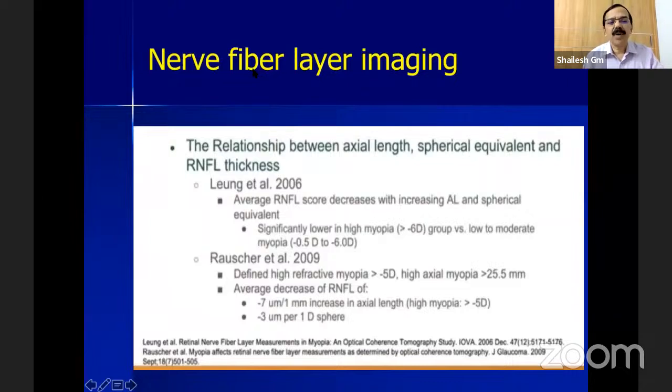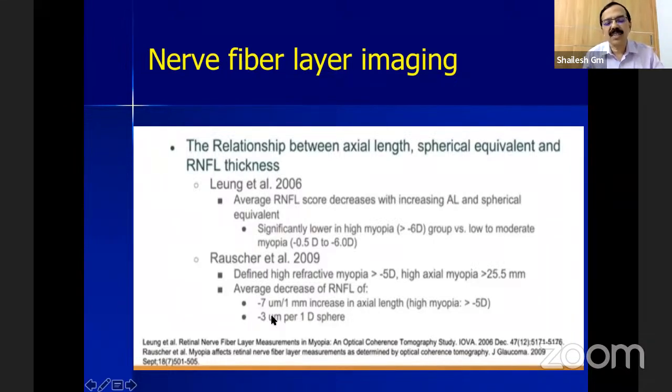Now, the other part of measuring glaucoma is retinal nerve fiber layer imaging. The relationship between axial length, spherical equivalent in diopters, and retinal thickness has been established. I've just come to the last two lines. The average decrease in RNFL is 7 micrometers per millimeter increase in axial length. And if the refractive error is increased by 1 diopter, there is a 3 micron decrease in the RNFL thickness.